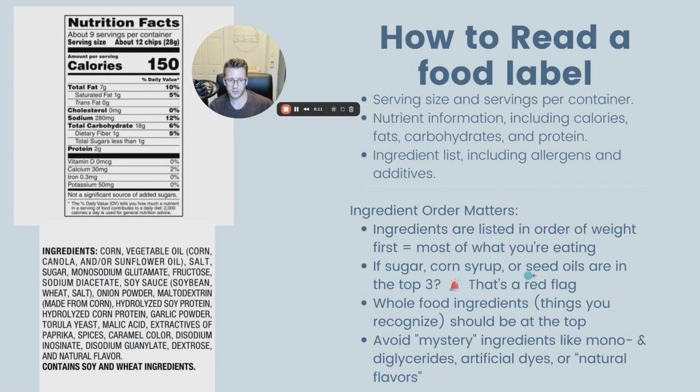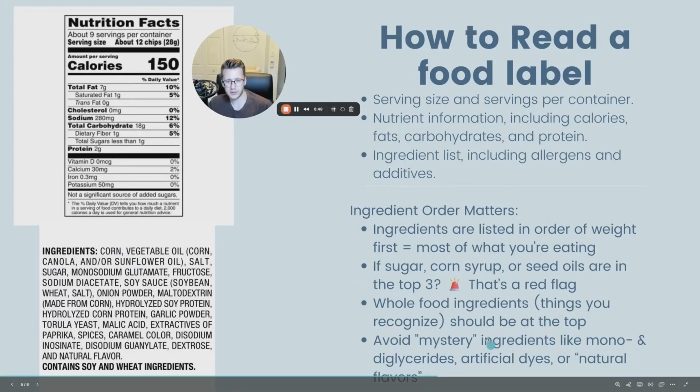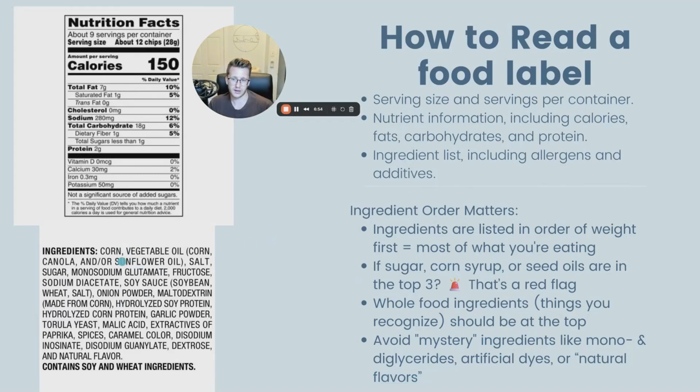If sugar, corn syrup, or seed oils are in the top three, that's a red flag, right? So whole food ingredients, things that you should recognize, should be first, right? Whole foods. Corn, that's the only great thing here. Everything else is crap. Avoid mystery ingredients like mono and diglycerides, artificial dyes, or natural flavors. You're going to see natural flavors in a lot of stuff. It'd be great if you can avoid it, but for the most part, just get a look at the label. How many calories? What is the fat, carbs, and protein? And what do the ingredients look like?